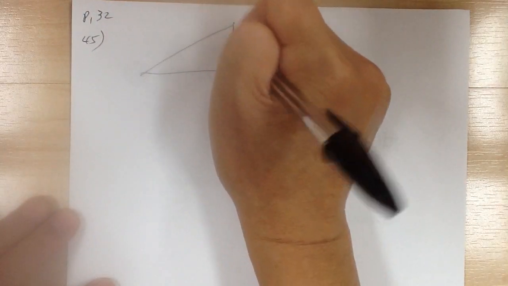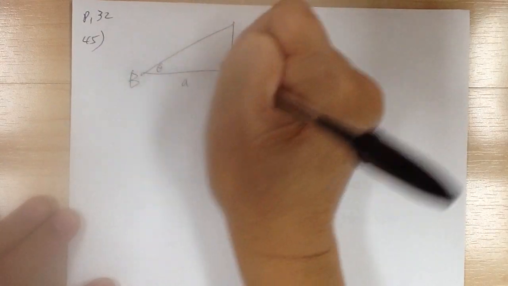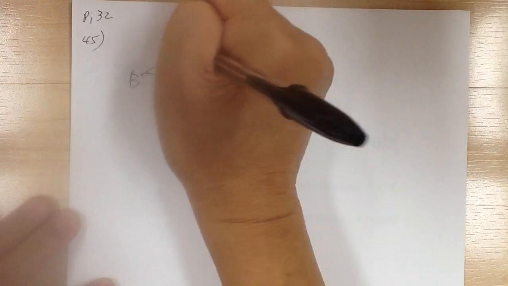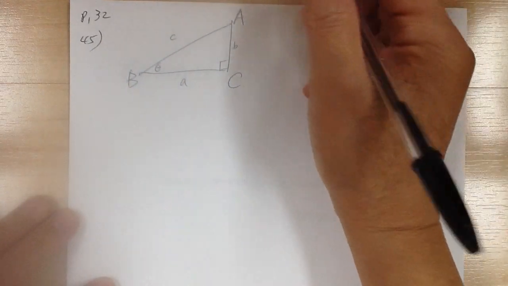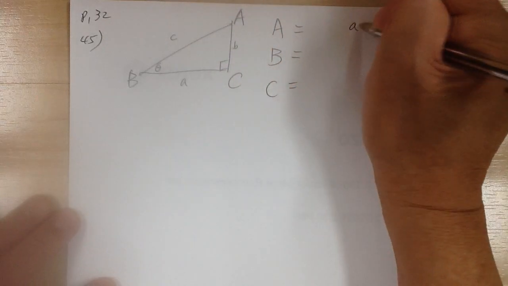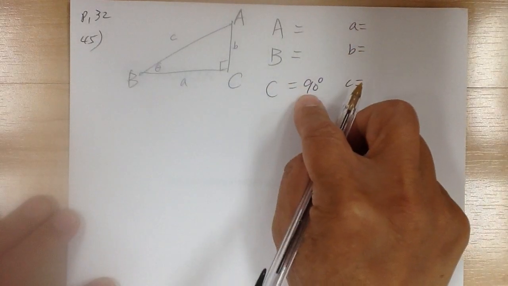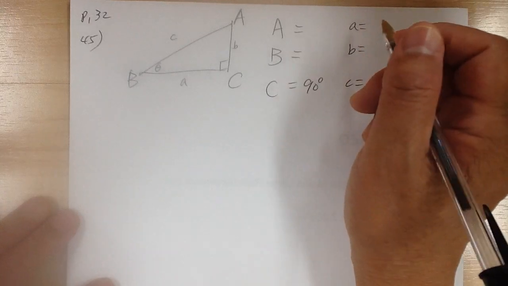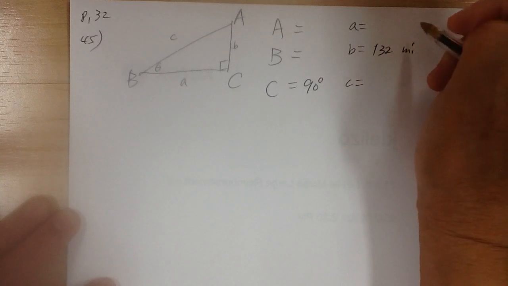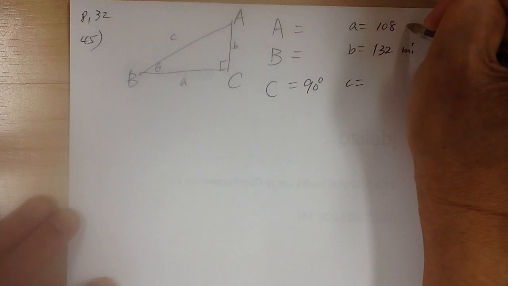Okay, so we can draw our triangle. So that's the B and the theta. So this is small b, small a. This would be the big A, and this would be the small c. Okay, so let's get things organized: A, B, C, and small a, small b, small c. Big C is 90 degrees, and let's see what else is given. Small b is 132 miles, and small a equal to 108 miles.